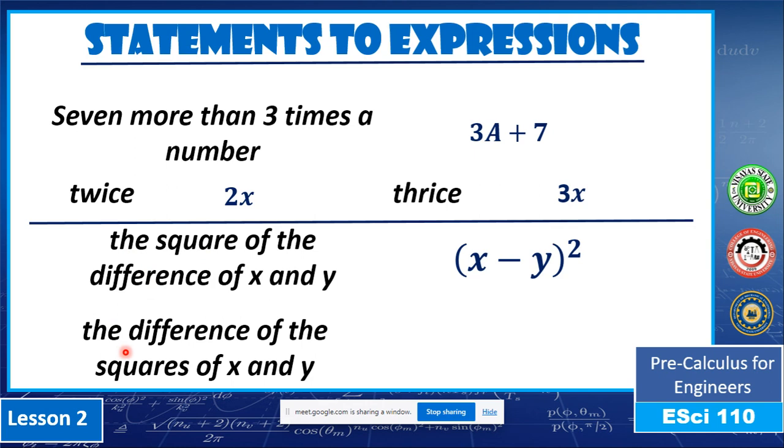For the second example, the difference of the squares of x and y. Since the difference comes first, you just write the negative sign between the two. So it is the difference of the squares of x and y. You square x, and you also square y. So in its simplest notation, we can read this as x squared minus y squared.